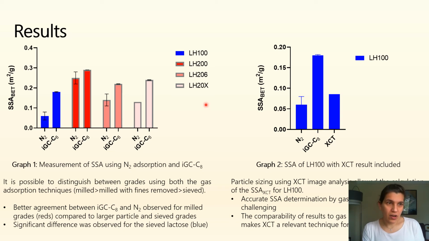For the milled materials, things are getting a bit trickier when we go into the sieved Lactohale 100, where we get a very poor linear regression coefficient from the nitrogen adsorption. Interestingly, when we look at the result from XCT, we actually get an SSA value that is sitting in between, so it's in good agreement with the rest of the techniques. However, due to the resolution of the image, we cannot account for the surface roughness of the powders.